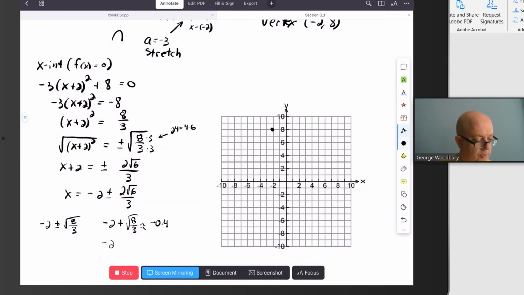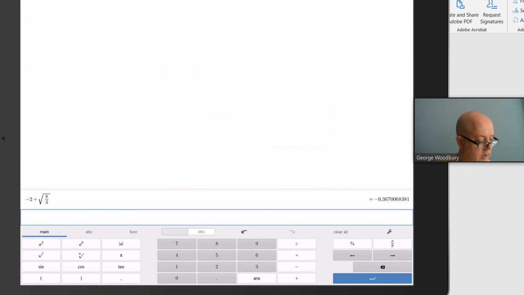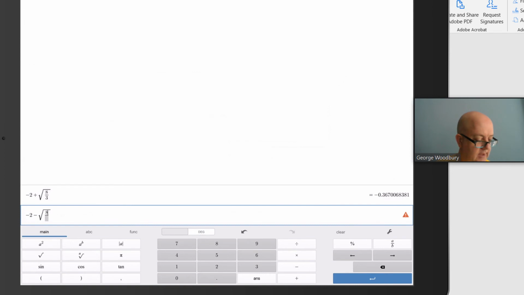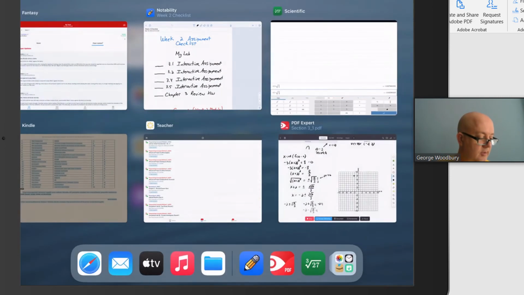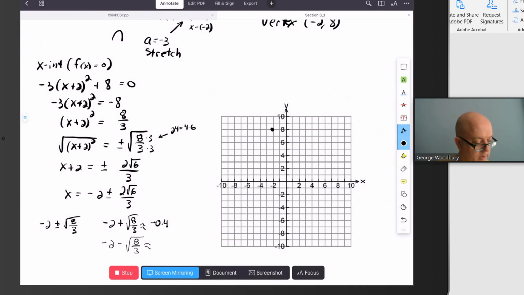Next, I'm going to do negative 2 minus square root of 8/3. Negative 2 minus square root fraction 8/3. And there we've got negative 3.633. I'm going to round it to the nearest tenth again. That's about negative 3.6. Now let me go back to the calculator and show you that if I had typed in that exact answer, I would have got the same approximation.